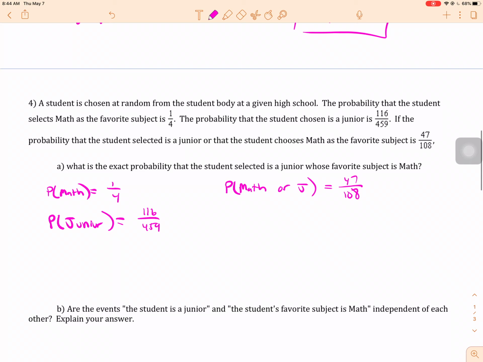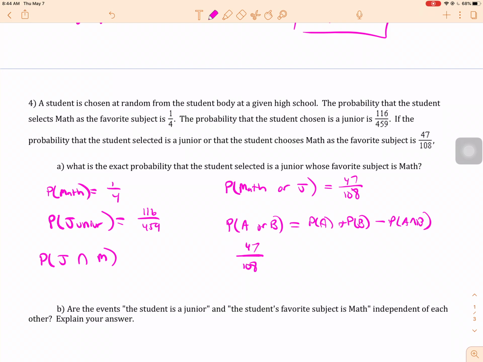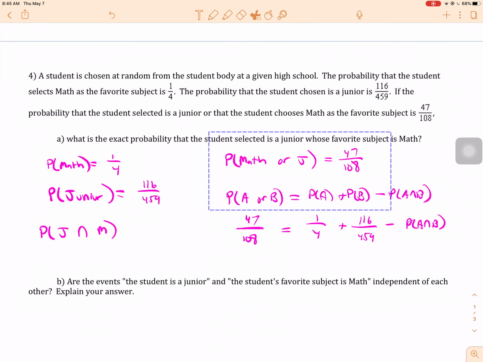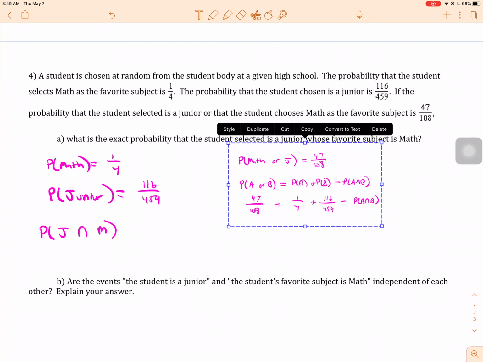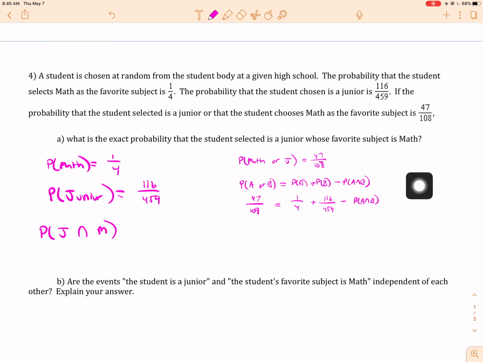Okay, so we're looking for the probability that they're a junior and their favorite subject is math. Well, remember, they give us the OR statement here. The probability of A or B is A plus B minus the intersection. So now plug in. We got 47 over 108 equals 1 over 4 plus 1/16 over 459 minus the probability of A and B. And that's what they want us to find. They want us to find probability of A and B, so we just have to solve this. We did this a few lessons ago, and it was on the graded assignment. So now you just want to subtract over and solve.